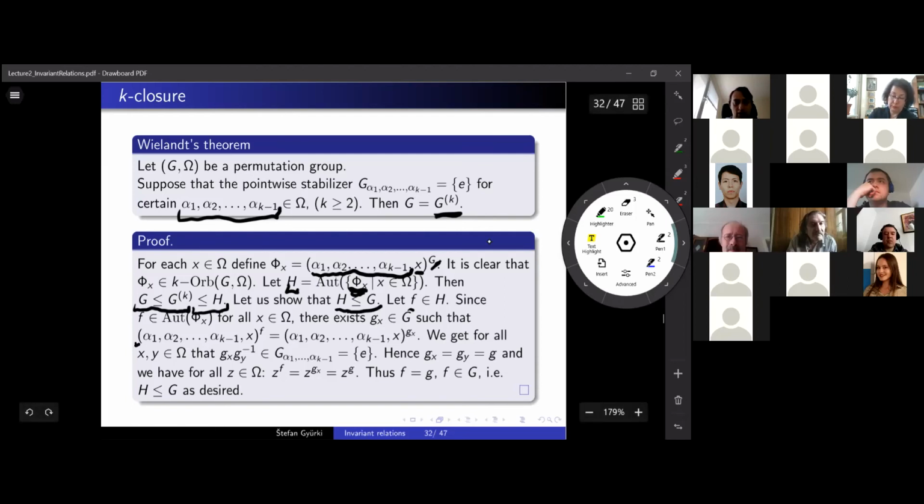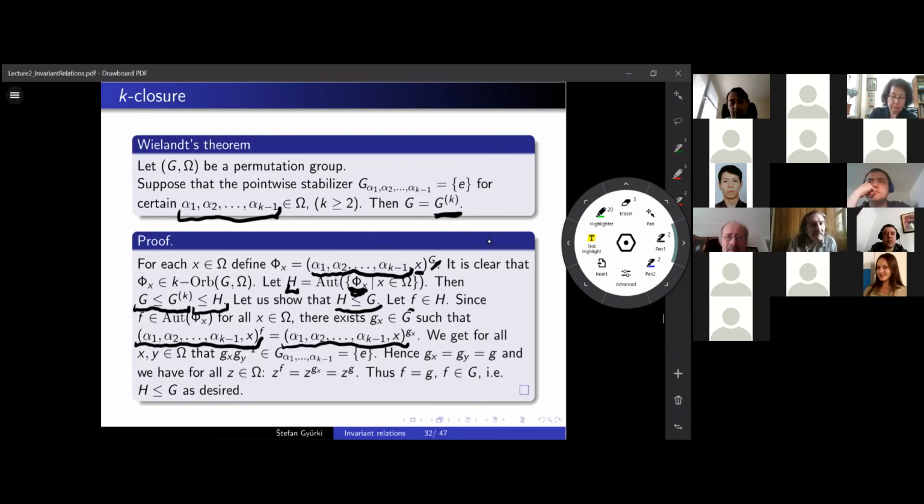So for a concretely chosen x, consider the image of this k-tuple under the element f. Clearly, this image will be in the k orbit of that element. So it will be in phi x. And that means that there is an element, say jx, in the group G, which is doing precisely the same job, that it is sending the k-tuple alpha 1 up to alpha k minus 1 x to the same element as it is sent by f.